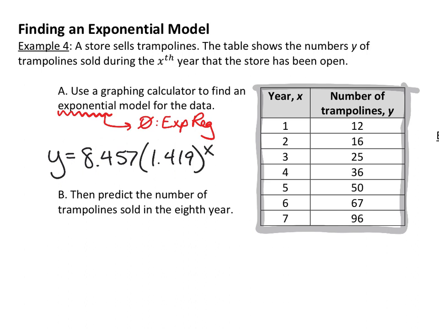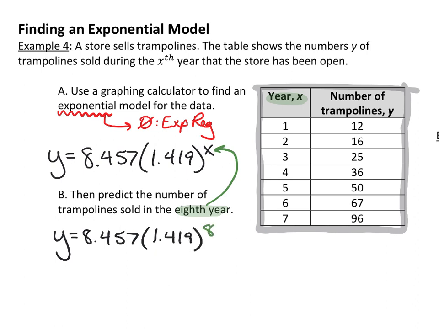When we keep going and it says predict the number of trampolines sold in the 8th year, since they told us 8 years and years is x, that just means that we're going to take the number 8 and plug it in right there because we want to know what's happening in the 8th year. So we have y equal to 8.457 times 1.419 raised to the 8th power. That's something you could type in your calculator as well. See how we have to have a calculator to do this assignment? This is not something we can do without one of these. So go ahead and type that in exactly the way you see it.